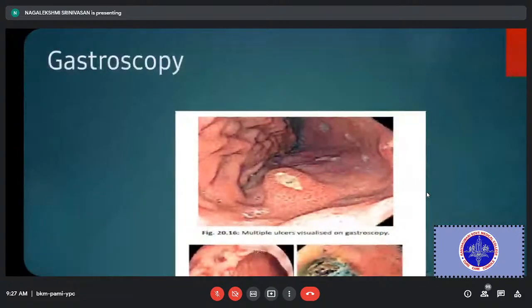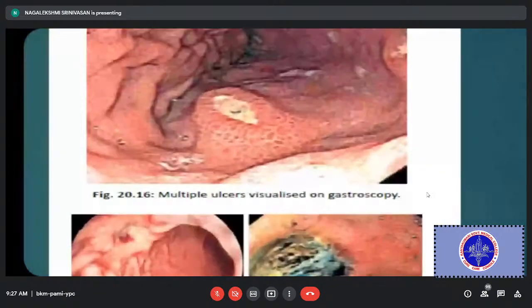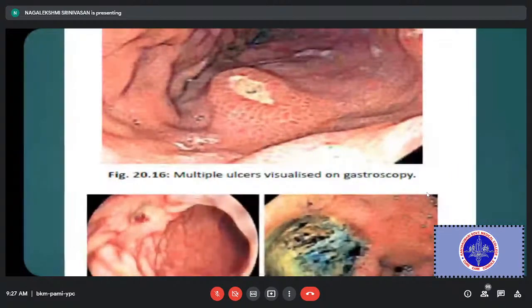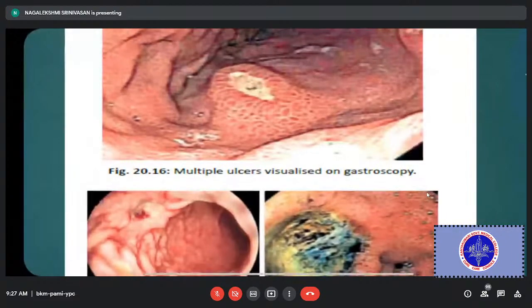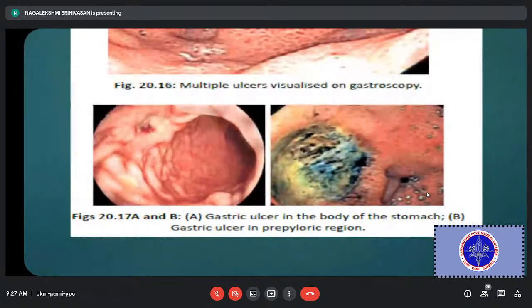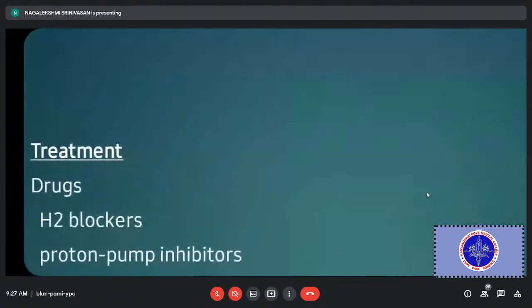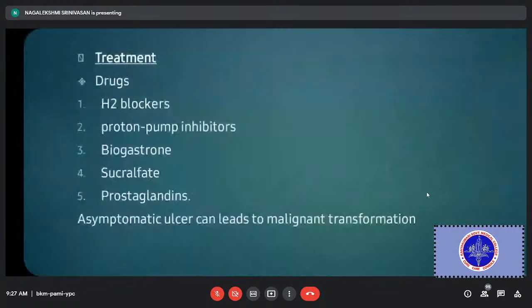So this is the gastroscopic picture showing the ulcer. You can see the benign ulcer. The rugosities will be clearly seen. In malignant ulcers, the normal rugosities from the edge of the ulcer will be lost. Okay. So gastric ulcer in the body of the stomach, gastric ulcer in the pre-pyloric region. These are the pictures. So treatment, usually drugs will be given.